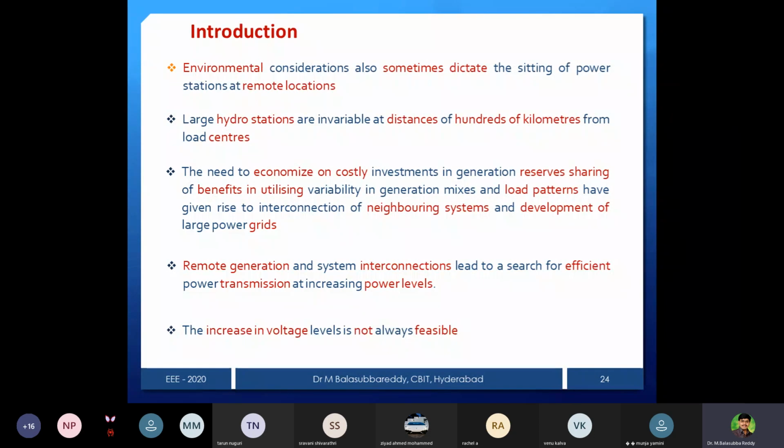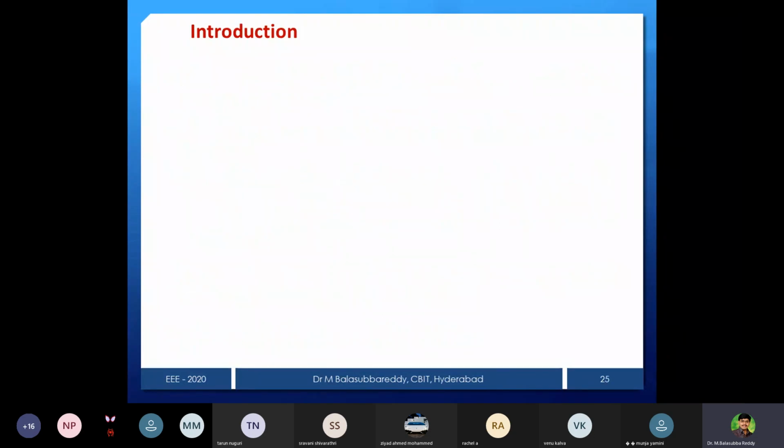The increase in voltage level is not always feasible. As you are aware, by increasing the voltage level we reduce the losses, but that cannot be done in all cases. Only a certain voltage level can be withstood, because of insulation problems and conductor size, and there is an impact on protection components, that is, switchgear.